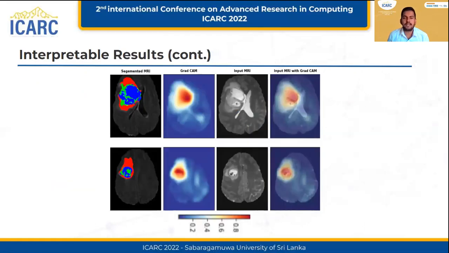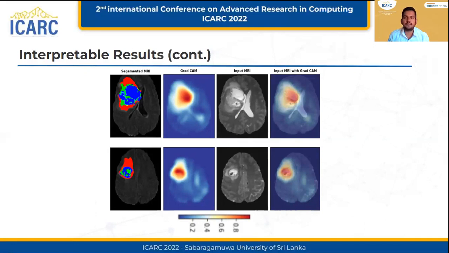Using this image, we can understand the effectiveness of interpretable results generated by the proposed model. Here, each column shows segmented results, GradCam results, the original input MRI image, and GradCams superimposed on top of the original image. This is the final output from our proposed model. The color range at the bottom indicates the contributing level of each region, where dark blue is for less contributing regions, while dark red is for highly contributing regions for classification.